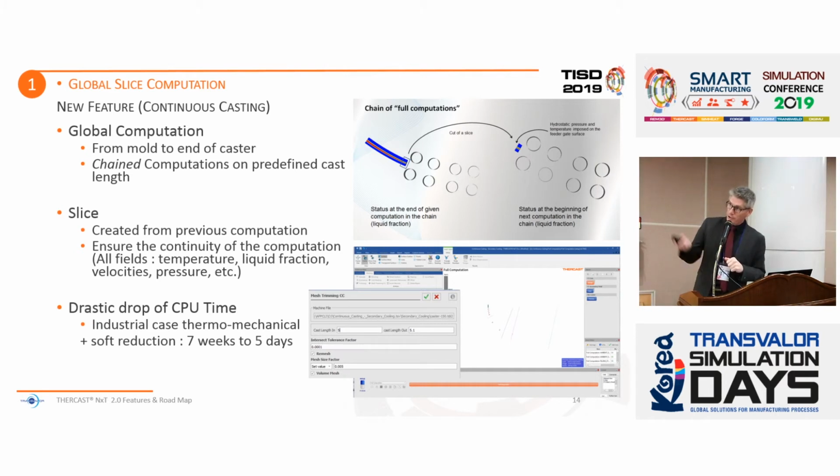And this is really efficient because, as you can see at the bottom of the slide, I've mentioned times. In the case of a thermomechanics plus soft reduction computation on a whole caster, the initial computation lasted 7 weeks, which is quite long. With this new feature, it is only 5 days, so that could now be really exploitable from a production point of view.